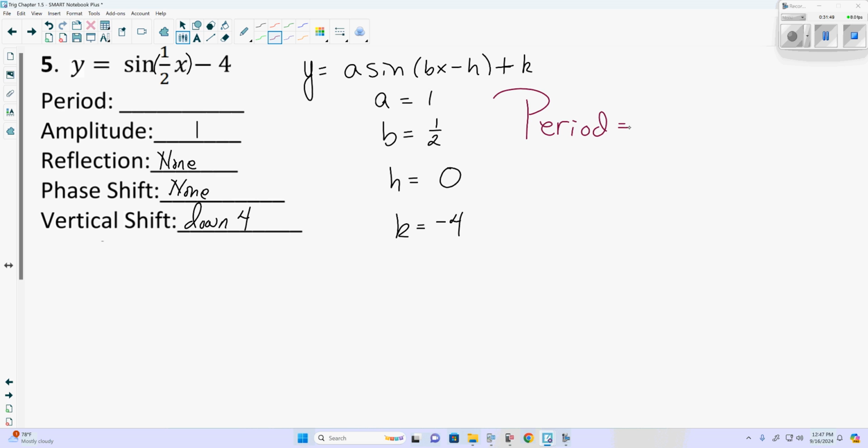Period. 2 pi over b, so 2 pi over 1/2. Which I think we've had already, yes? Which would be 4 pi. Questions on this here?